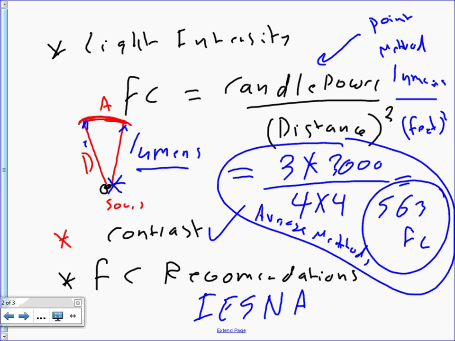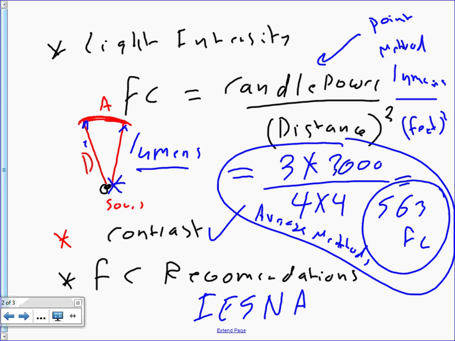Now, Aaron's head is not 4 by 4. I hope not. So if you want to find an area of 4 by 4, here's an area of 4 by 4. That's the area. Do the math. It will get you how many foot candles here? 563 foot candles.